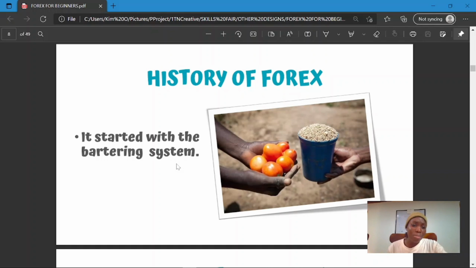Forex really started with the bartering system. As you can see in this picture here, an exchange is happening, so it means that in those days people would give one thing to take another thing. Here we can see somebody giving tomato to take what looks like grains. I don't know what that is, maybe it looks like beans or something, but you are basically giving one thing to get another thing. Like we said, exchange has been happening since the beginning of time.